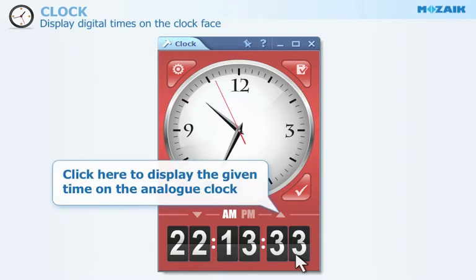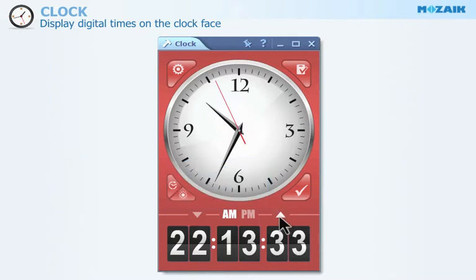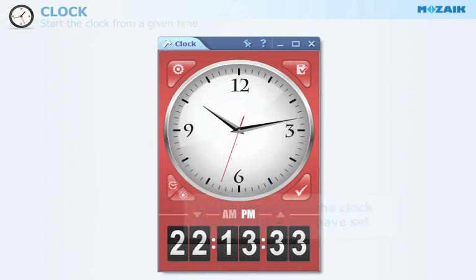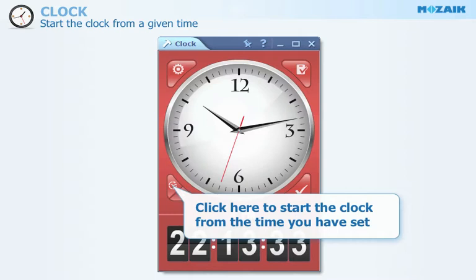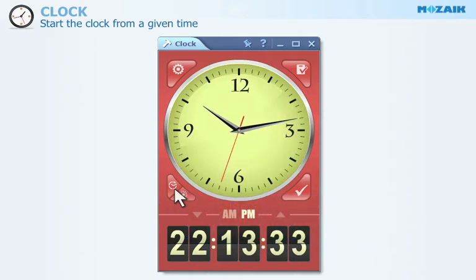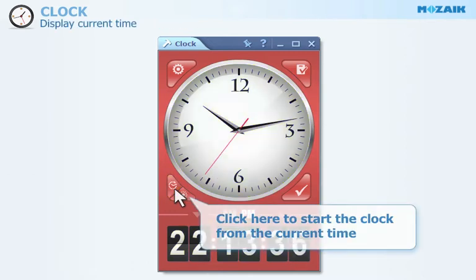Click on this arrow to change the analog clock so that it corresponds with the time shown on the digital clock. If you wish to start the clock from the time you have set, click here. In order to start the clock from the current time, click here.